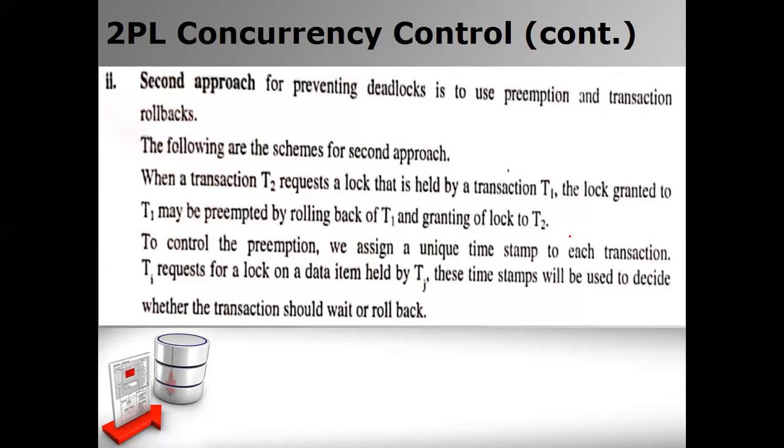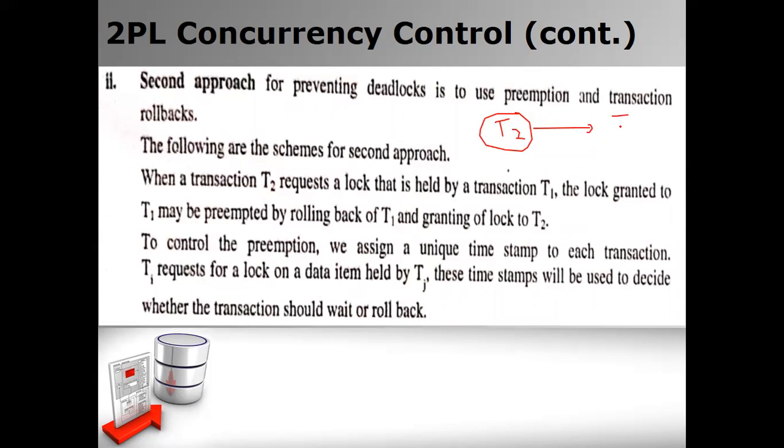So in this second approach, there are two methods that are going to be used. Later on we will see. But in this method, what is going to be done is when a transaction T2 requests a lock that is held by the transaction T1, then what is going to be done? So T2 is requesting a lock that is held by T1.